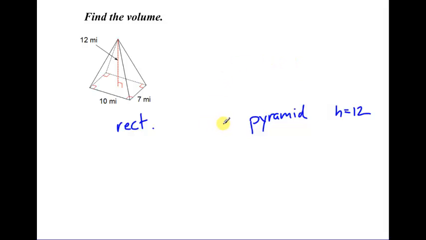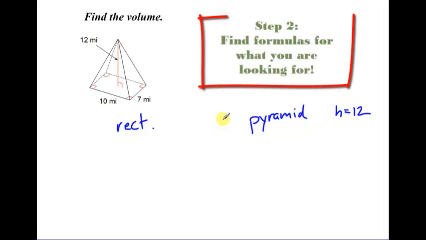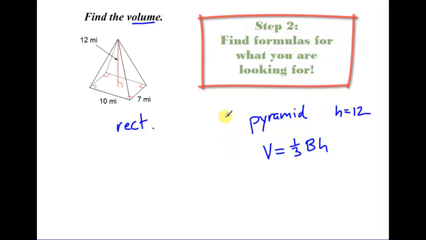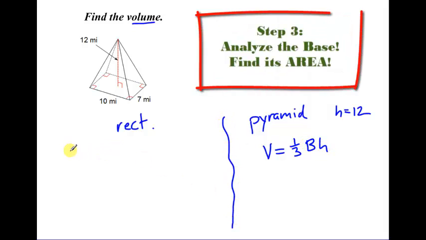All right, now that we've got that, what are we looking for? We're looking for volume, so we need the formula. Volume of a pyramid is 1/3 base area times the height, which leads us now to our third step. We need to figure out what the base area is. Since this is a rectangle, the area of a rectangle is just the base times the height of it, or length times width, however you want to do it. So that's 10 miles by 7 miles. We'll just plug those numbers in. 10 times 7 is going to give us 70 for our base area.